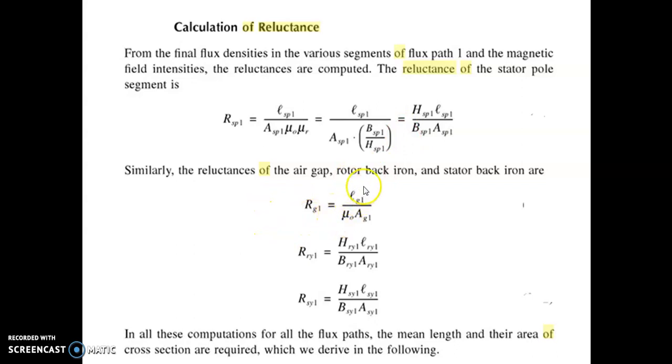So R_g1 is nothing but L_g1 divided by mu naught into A_g1. Since the relative permeability of the air gap is 1, mu R is assumed as 1 here. So R_ry1 will be equivalent to H_ry1 into L_ry1 divided by B_ry1 into A_ry1. Similarly, R_sy1 will be equivalent to H_sy1 into L_sy1 divided by B_sy1 into A_sy1. In all these computations for the flux path, the mean length and their area of cross section are required, which we can derive in the following manner.